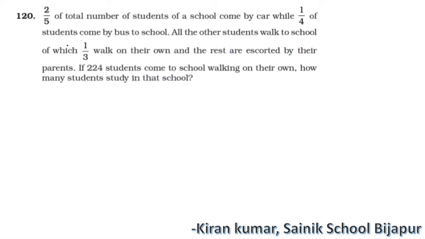Question number 120. 2 by 5 of the total number of students of a school come by car, while 1/4 of the students come by bus to the school. All the other students walk to the school, of which 1/3 walk on their own and the rest are escorted by their parents. If 224 students come to school walking on their own, how many students study in the school?